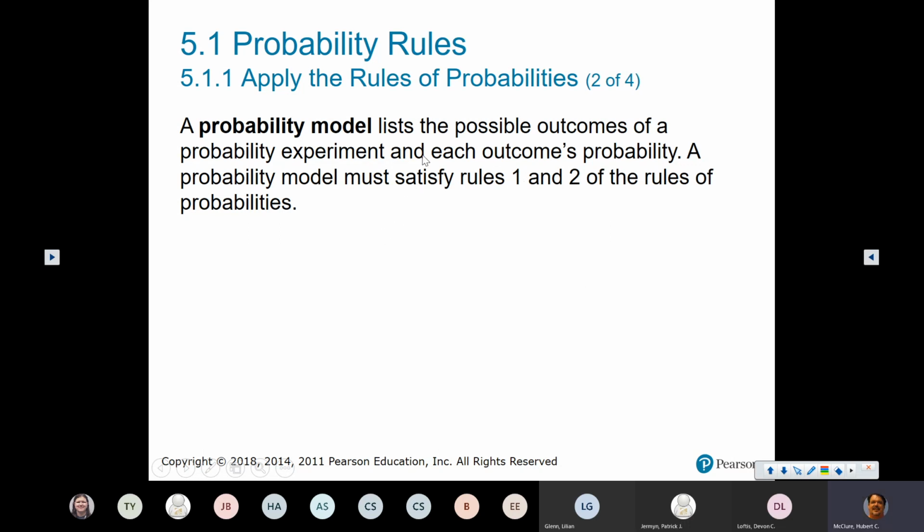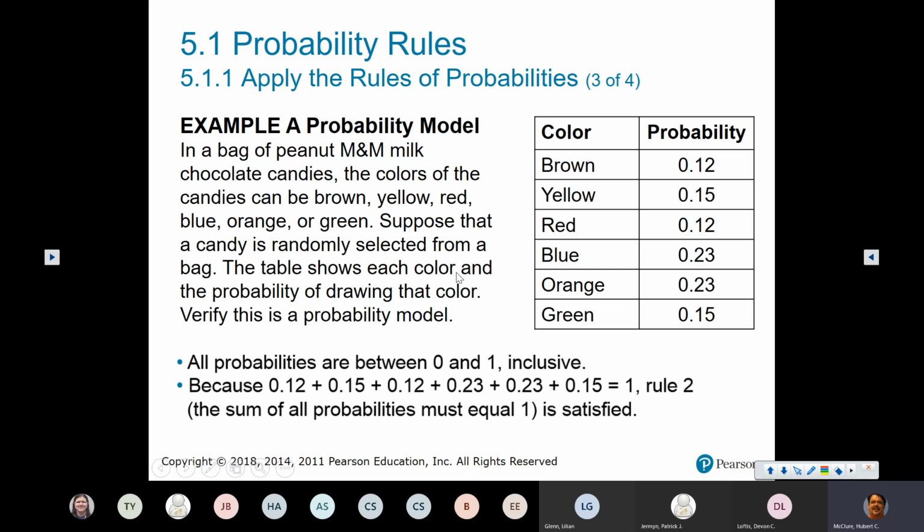A probability model lists the possible outcomes of a probability experiment and each outcome's probability. A probability model must satisfy rules 1 and 2. Okay, are all these between 0 and 1? Yes. Think of change between 0 money and $1. There's 12 cents, there's 15 cents, there's 12 cents, there's 23 cents, there's 23 cents, there's 15 cents. So there's no negatives and there's nothing above $1. Now add them up and they should equal 1. And they do. That is a test question.